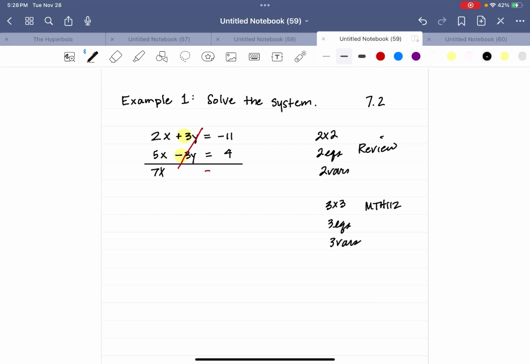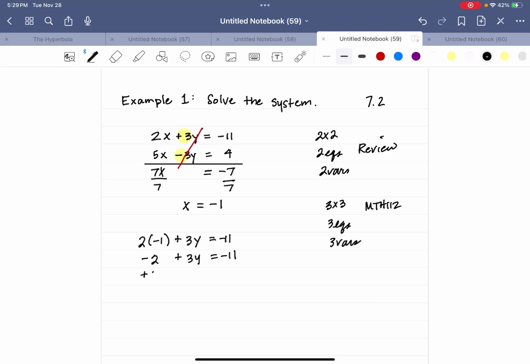And when I add this side, I get negative 7. I divide by 7, and now I know the value of x is negative 1. So I added first to eliminate one of the variables, and now I'm going to substitute into either equation. I'm just going to choose the first one, that negative 1 that I got for x. So I get 2 times negative 1, because it's 2x, plus 3y equals negative 11. That's negative 2 plus 3y is negative 11.